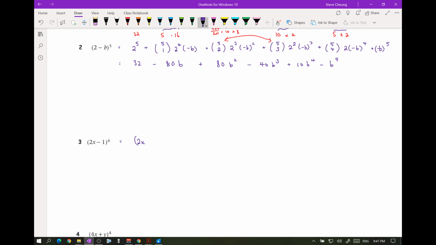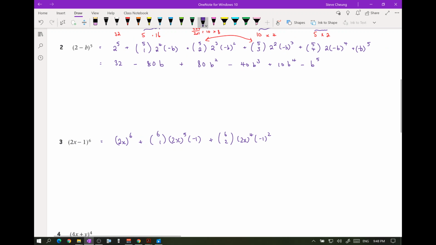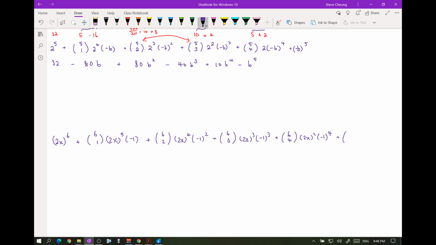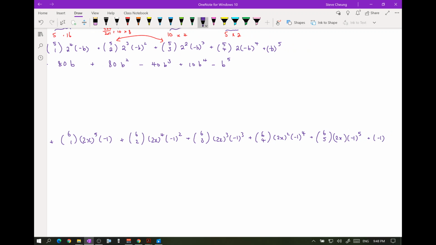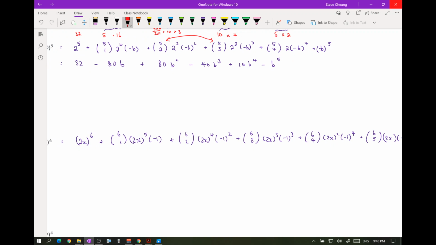Next one. So I do 2 to the power 2x to the power of 6 plus 6 choose 1, 2x to the power of 5 times negative 1 plus 6 choose 2, 2x to the power of 4, negative 1 all squared, 6 choose 3, 2x all cubed, negative 1 all cubed, 6 choose 4, 2x squared, negative 1 all to the power of 4, 6 choose 5, 2x, negative 1 to the power of 5, and negative 1 to the power of 6. So just like before, we can write down the coefficients.